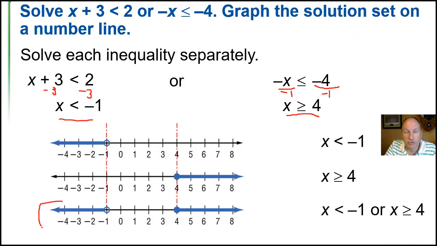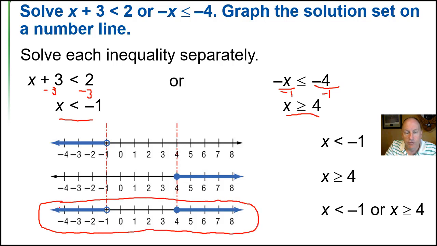Our solution is the joining of those two, the union of them. We have everything to the left of negative 1, not including it. We also have everything to the right of 4, including 4.